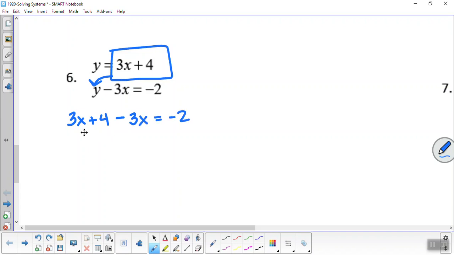I'm going to combine my like terms. So 3x minus 3x, that gets rid of all of my x's. So that leaves me with 4 equaling negative 2. But that doesn't make any sense. 4 will never equal negative 2. So my actual answer for number 6 is no solution.